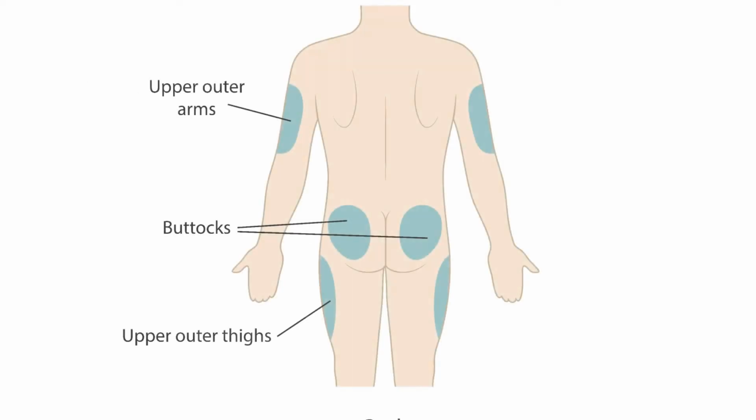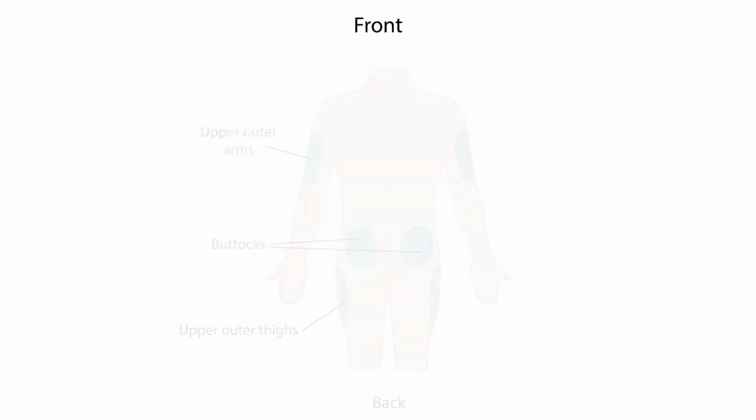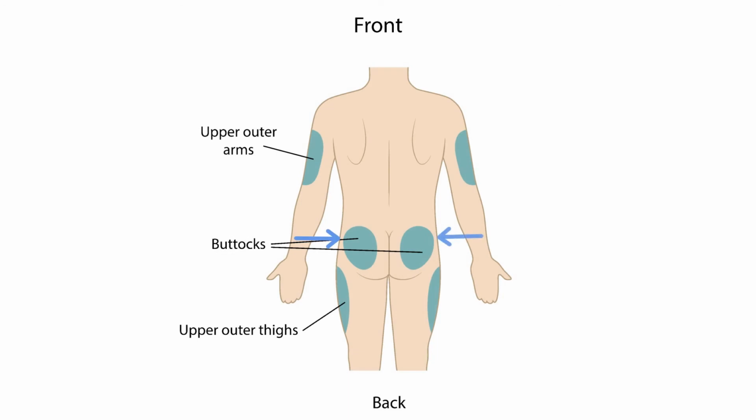You can also use the fatty area on the back of your arm. This is the area between the shoulder and the elbow. Insulin can be injected into the top and outer areas of the thighs, about 4 inches down from the top of the leg and 4 inches up from the knee. When the buttocks are injected, it should be done on the upper outer areas.